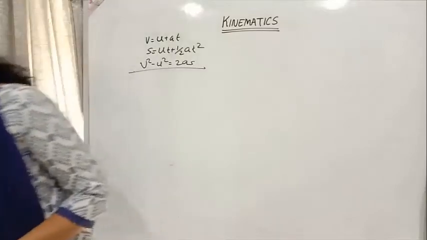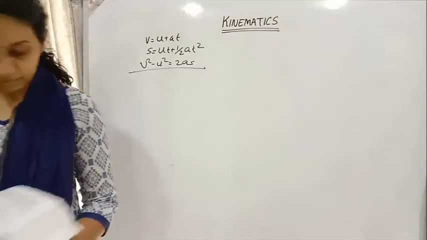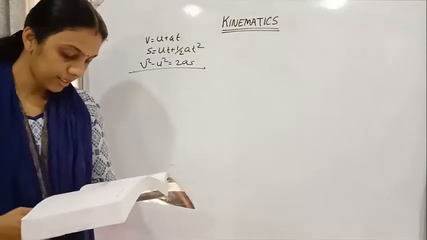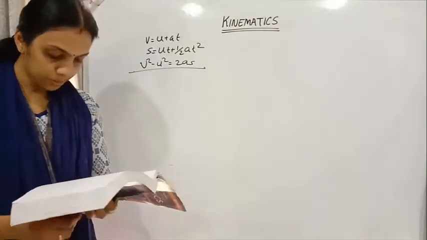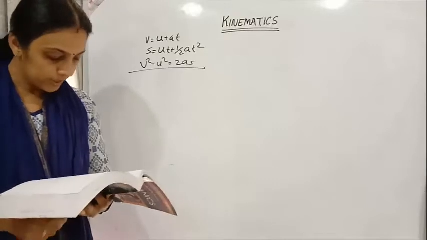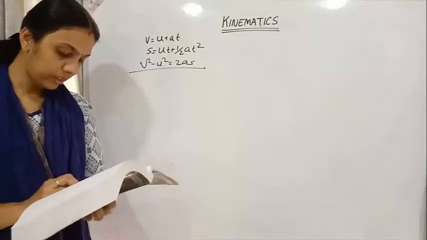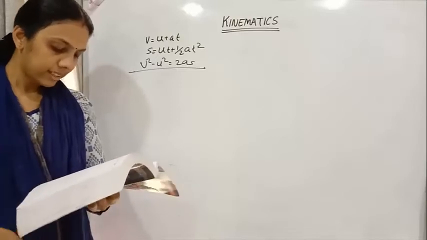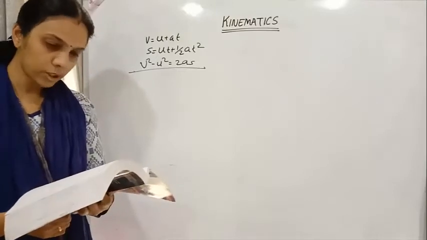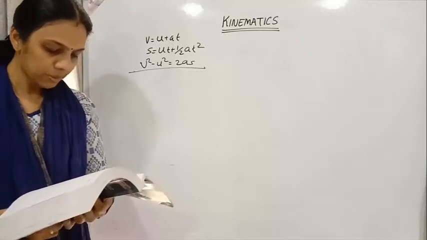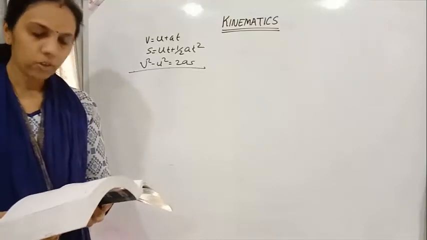Here the first question is: a particle of mass 1 kilogram has a velocity of 2 meters per second. A constant force of 2 Newton acts on the particle for 1 second in a direction perpendicular to its initial velocity. Find the velocity and displacement of the particle at the end of 1 second.